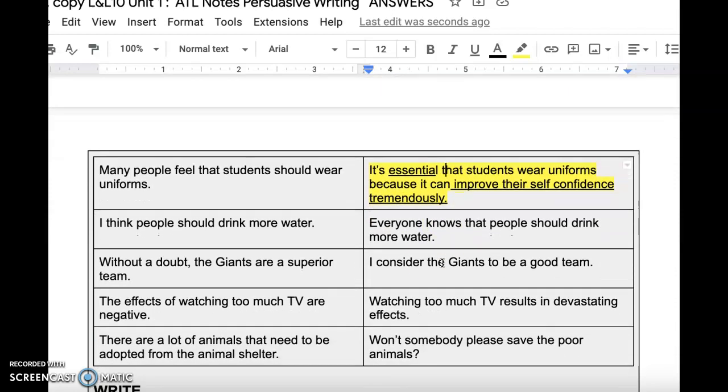So I want you to just look at each of these pairings. You'll highlight the one you think is more persuasive, and then you'll underline the words or word phrases that make you feel that it's more persuasive.